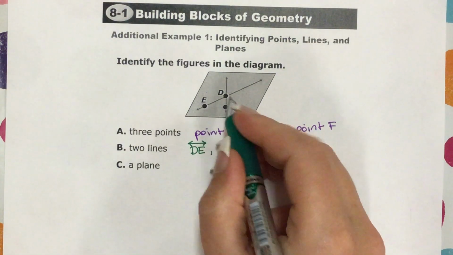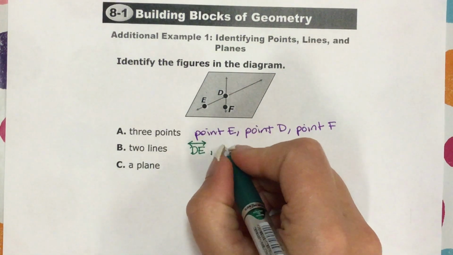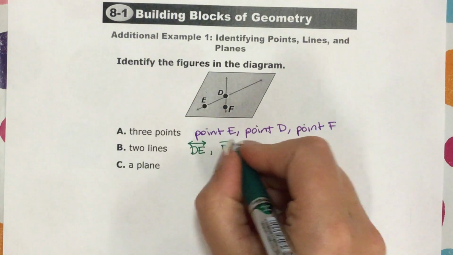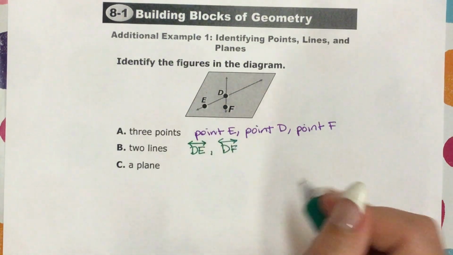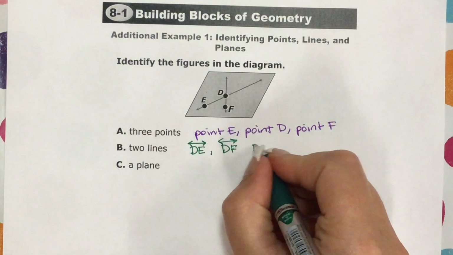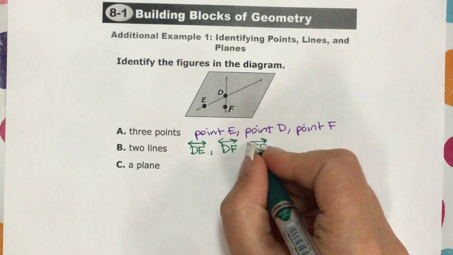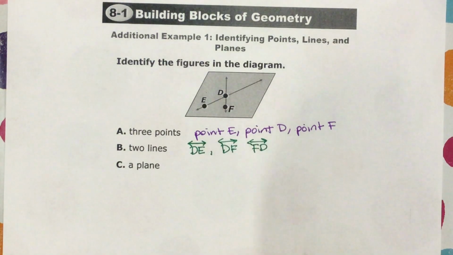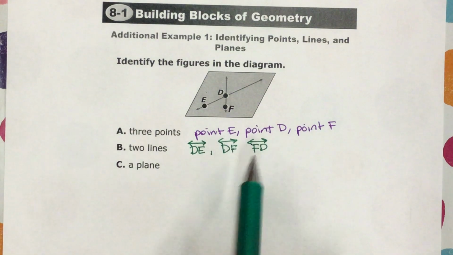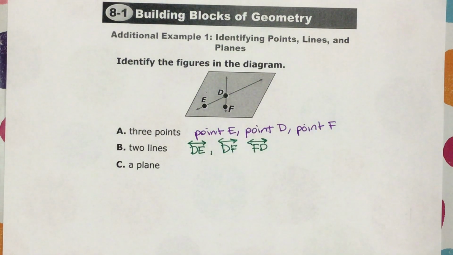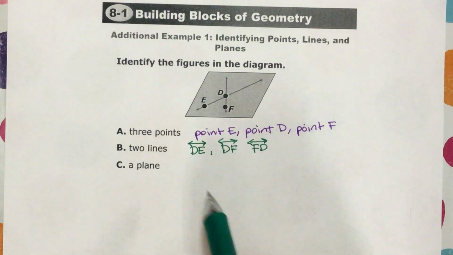So, for instance, if I'm going to label this line and call it, in alphabetical order, DF, you need to be able to realize that FD is the same thing as DF. Just two different ways to write the same thing. Okay? So those are our two representations of a line.